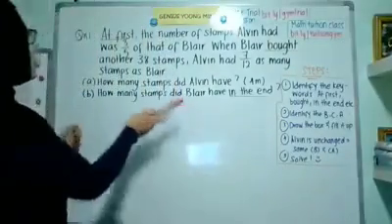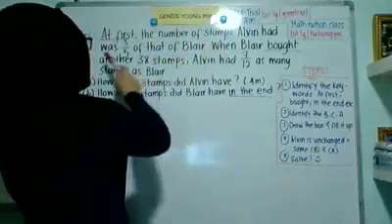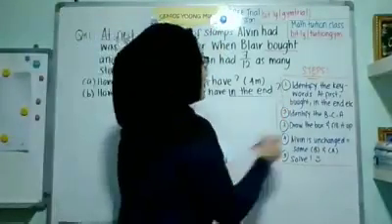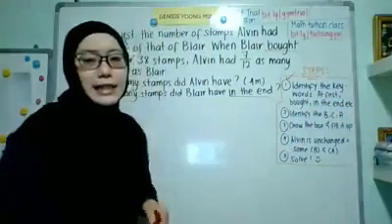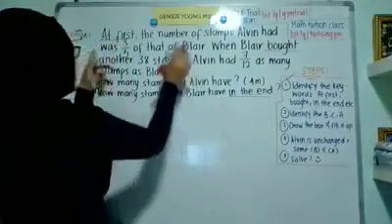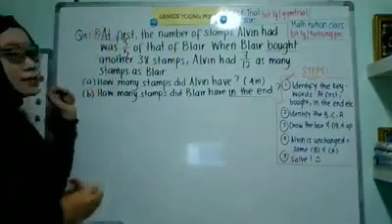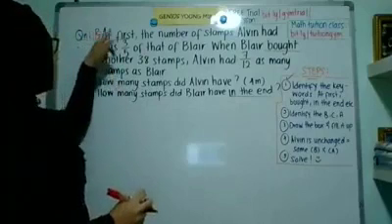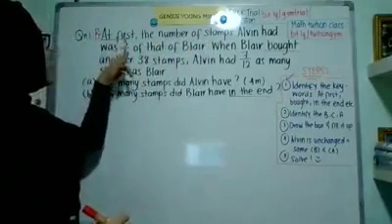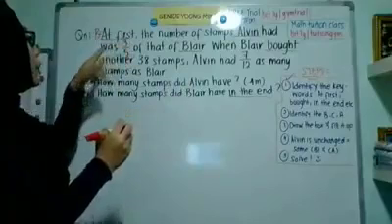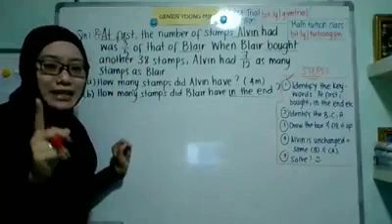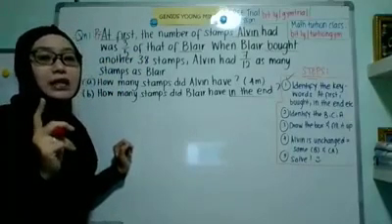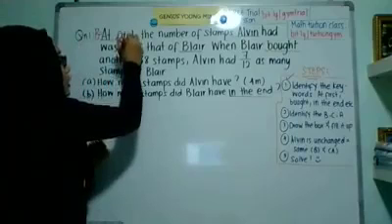At first the number of stems Alvin had was 3/5 of that of Blair. We already identified the keywords at first, bought, and in the end. Let's identify the BCA. The B means before. Before is always the first sentence. At first, the number of stems Alvin had was 3/5 of that of Blair. So I have Alvin and I have Blair, and I have 3/5. This is a fraction in its simplest form, so it is already in its units form. So this is 3 units, this is 5 units.